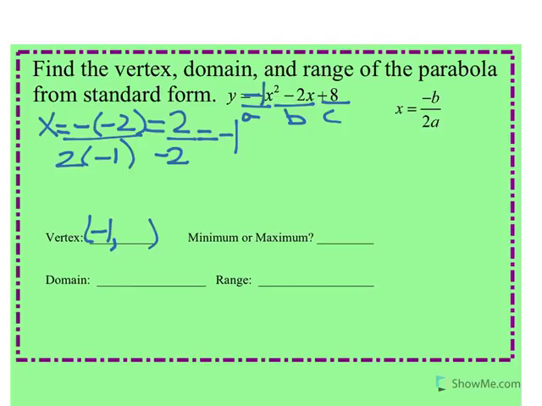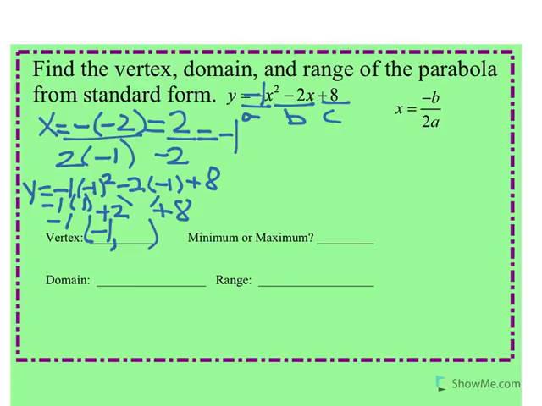Now we need to find our y-coordinate. So we're going to do that negative 1 times x squared minus 2 times x plus 8. So negative 1 squared, negative times negative is a positive 1, but that's times this outside negative 1. So that's negative 1. Negative 2 times negative 1 is positive 2 plus 8. So negative 1 plus 2 is 1 plus 8 is 9. So the vertex occurs at the point negative 1, 9.